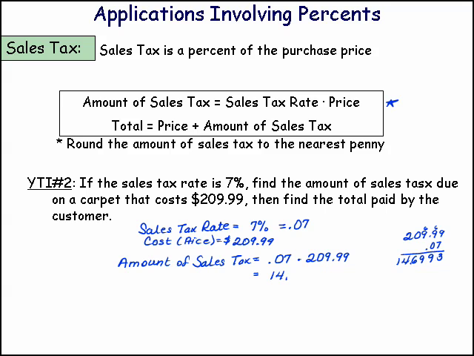And notice here how we have to round up. We want to go to the nearest penny, and this takes us up one notch. Now it becomes $14.70 is how much we owe in sales tax. So that's the amount of sales tax that we're going to owe.